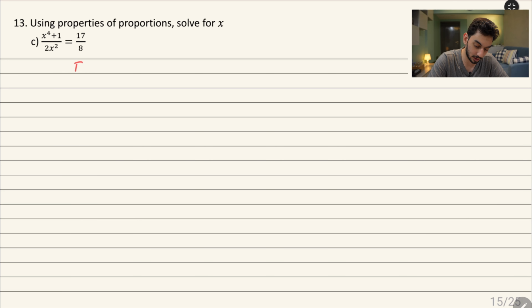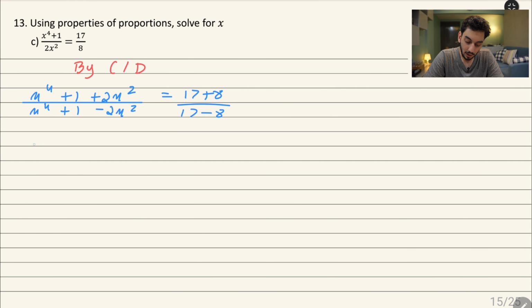Same kind of question. Let's do componendo dividendo. So by componendo dividendo, this thing becomes x raised to 4 plus 1 plus 2x square in the numerator. In the denominator, it would become x raised to 4 plus 1 minus 2x square is equal to 17 plus 8 upon 17 minus 8.